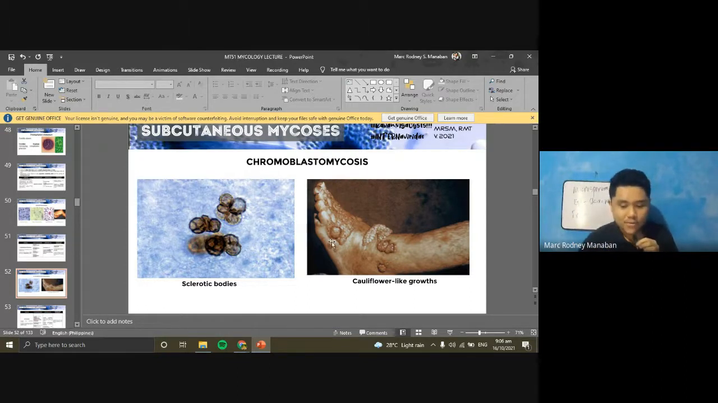And here's an example of your cauliflower-like growth. As you can see, it has a cauliflower look. So the lesions are big. And this is chronic. Again, similar to sporotrichosis, it's through traumatic implantation, usually in the extremities.